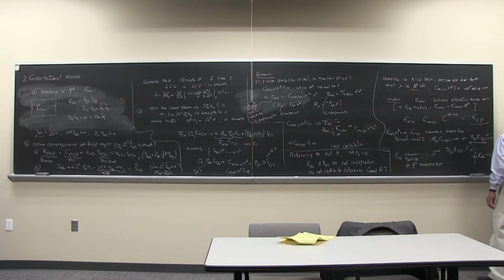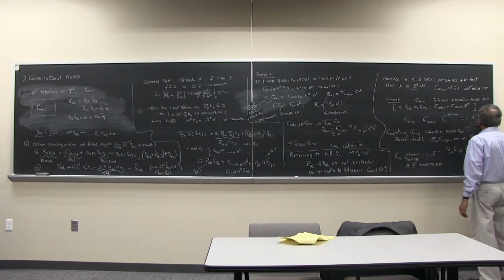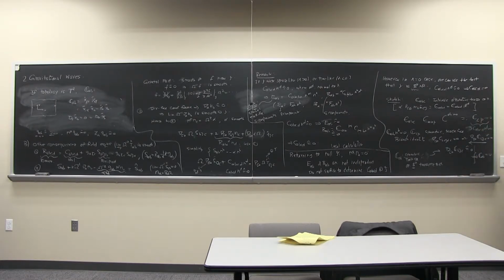This is what I would like to show: that this equal to 0 implies that the last component equal to 0. I did it in this way. I could have done it the other way.